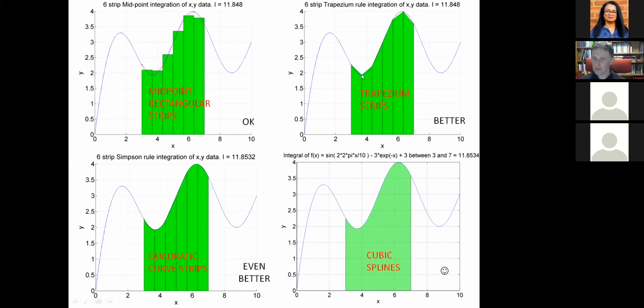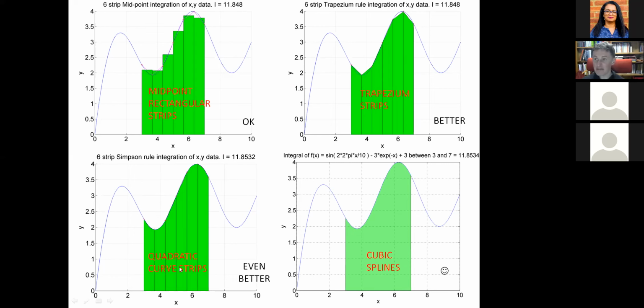I can do a better job by doing trapeziums, so literally drawing straight lines between my points. And you can see I'm overestimating the curve here and underestimating it here, depending whether the curve is a happy face or smiley or an unhappy face. Okay, so that's a bit better than this one.